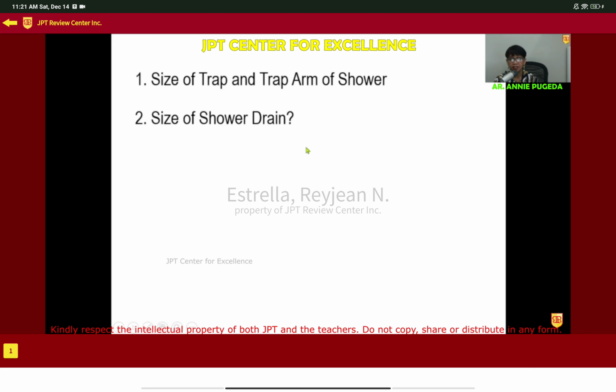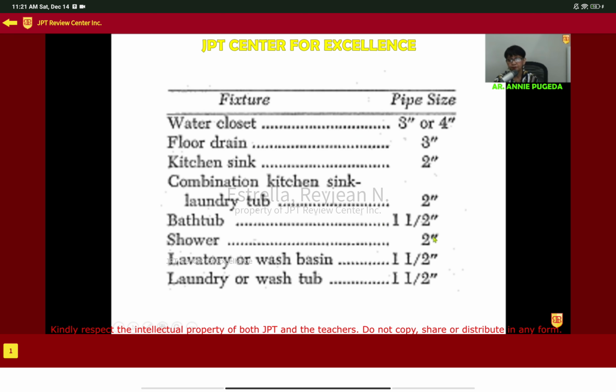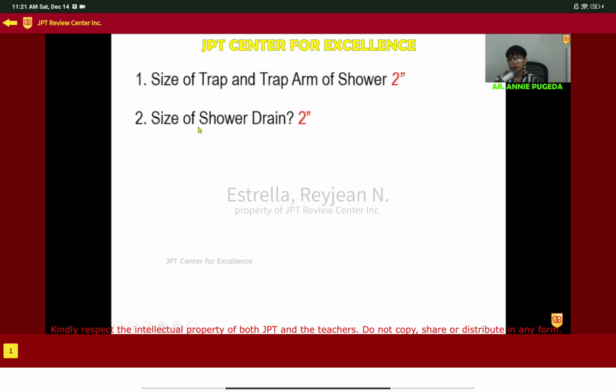So, ganito kasi ang mga questions like yan. Size of trap and trap arm of shower and the shower drain. Pareho lang po yan. Okay? From the outlet to the trap to the junction therein, it's a shower drain, it's a pipe. Hindi lang po yung butas na yon. So, fixture drain siya. Therefore, iisa lang ang sizing yan. So, what is the size for shower? Right natin? Shower is 2. That's your answer. 2 inches.